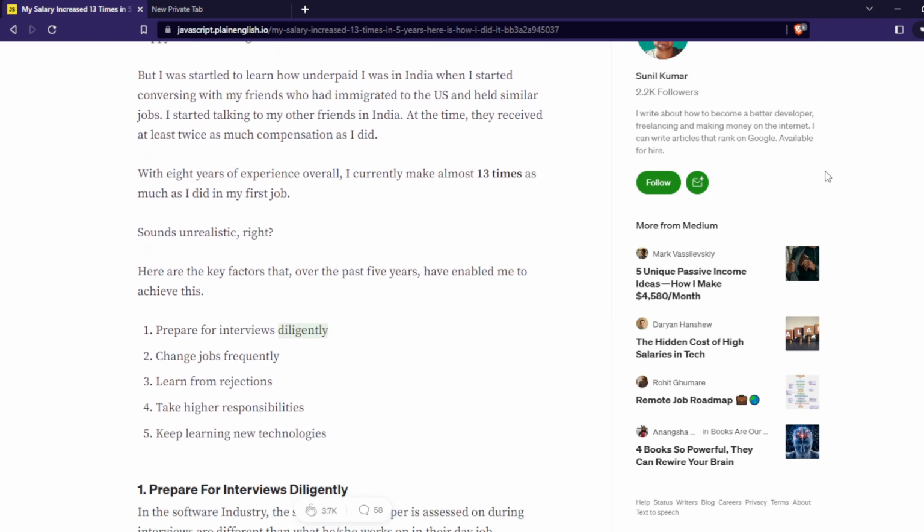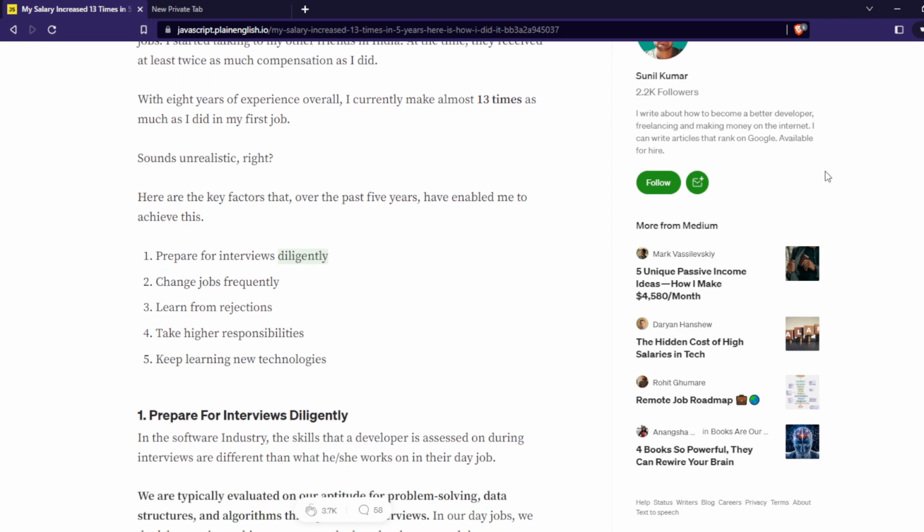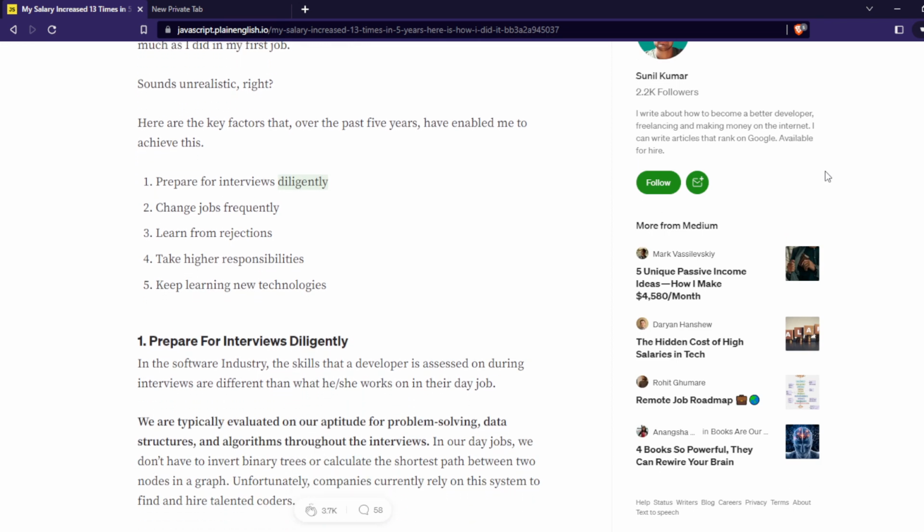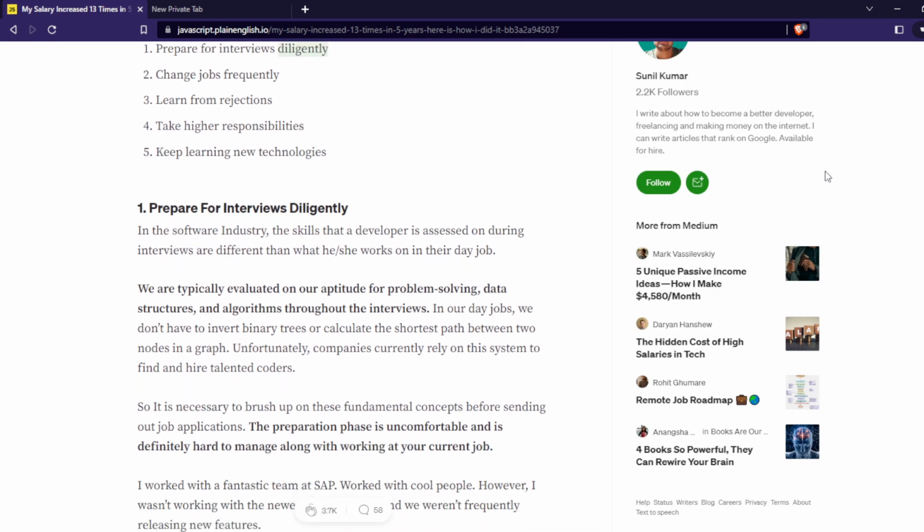Sounds unrealistic, right? Here are the key factors that have enabled me to achieve this over the past 5 years. Prepare for the interview. Change jobs frequently. Learn from reactions. Take high responsibility. Keep learning the technology. Prepare for internal dialectic.